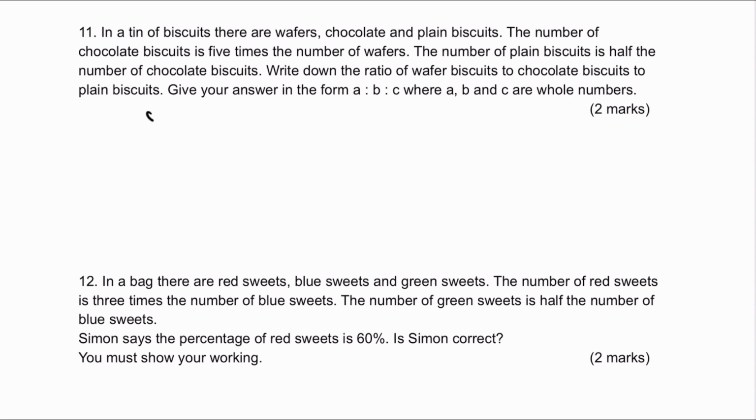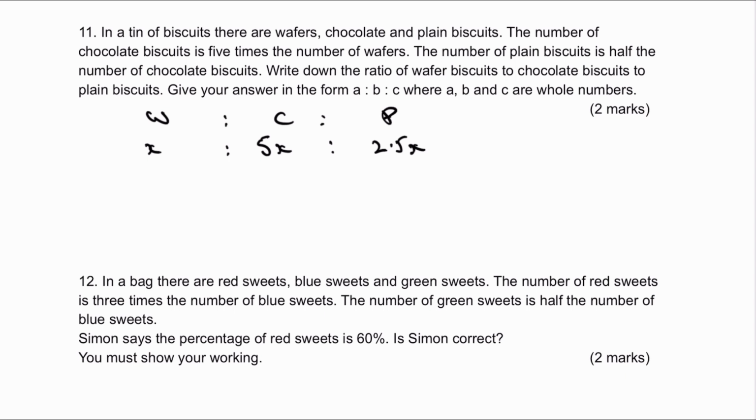Well, we've got wafers, we've got chocolate, and we've got plain. Okay, so number of chocolate biscuits is 5 times the number of wafers. So if we said that the number of wafers is x, therefore the number of chocolate must be 5x. Then it says the number of plain biscuits is half the number of chocolate biscuits, so that would be 2.5x.